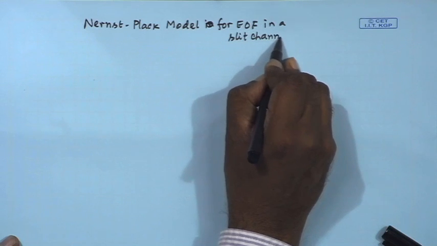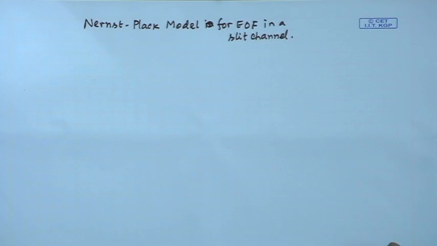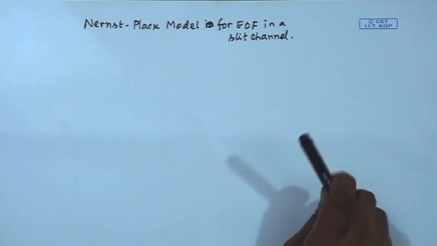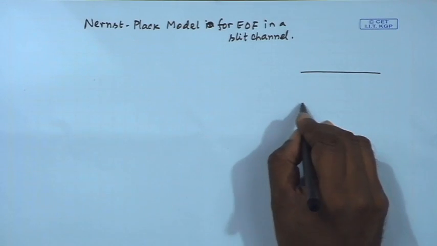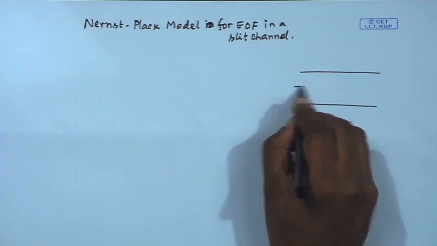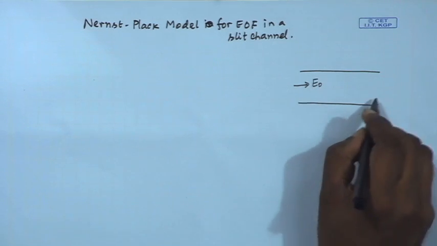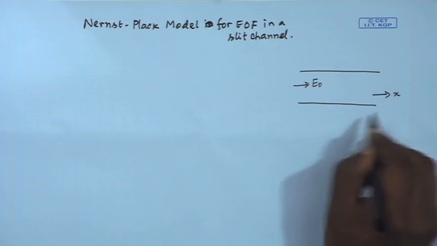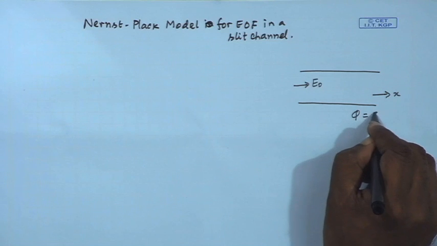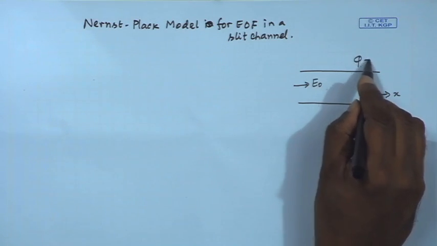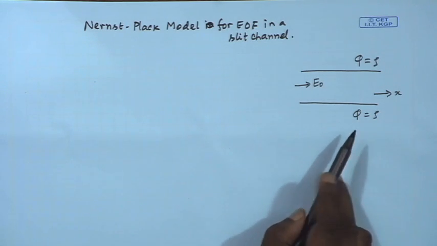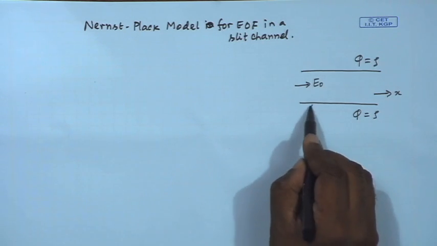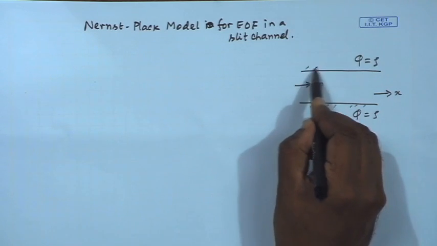We are still considering the simple geometry, simple configuration. That means you have the situation like this way. You have an electric field along the x axis, along the direction of the axis we have considered, and both the walls are taken to be the same zeta potential.